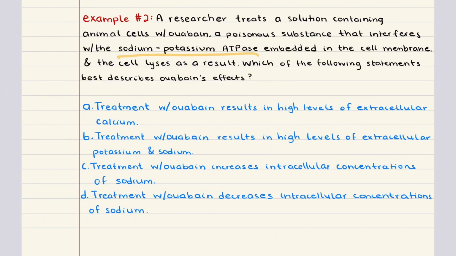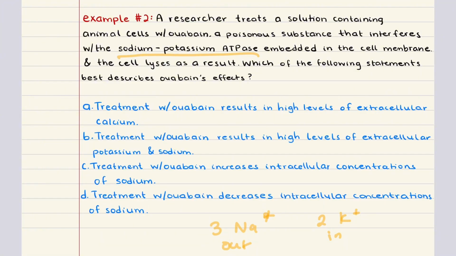The sodium-potassium ATPase is an active transport pump in the plasma membrane that uses ATP to move sodium and potassium against their concentration gradients. Specifically, it pumps 3 sodium ions out of the cell and 2 potassium ions into the cell with each cycle. And this maintains low sodium and high potassium inside the cell. That's really important for osmotic balance and cell volume.